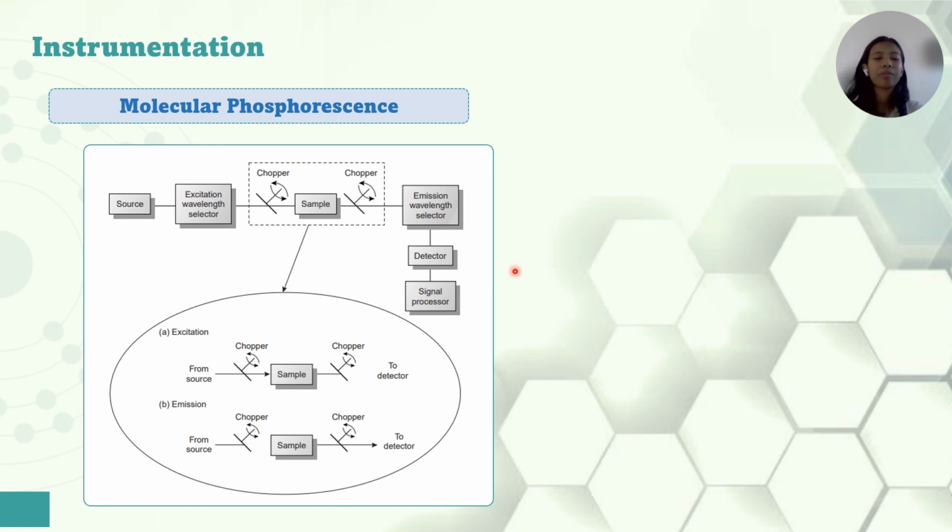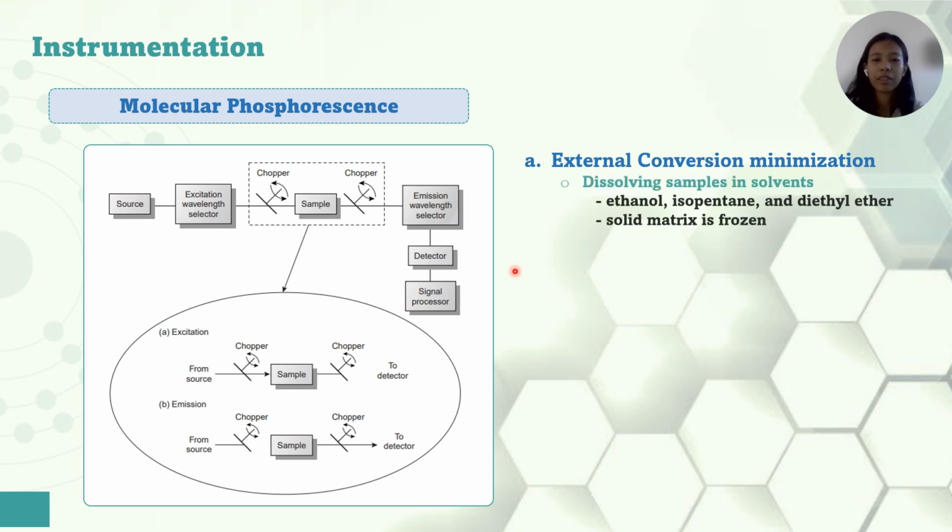Lastly, phosphorescence is a slow process. Thus, the excited state should be prevented from relaxing by external conversion. Some of the ways to minimize it are dissolving samples in solvents, which include ethanol, isopentane, and diethyl ether, or freezing the solid matrix, then immobilizing the sample in a solid substrate.